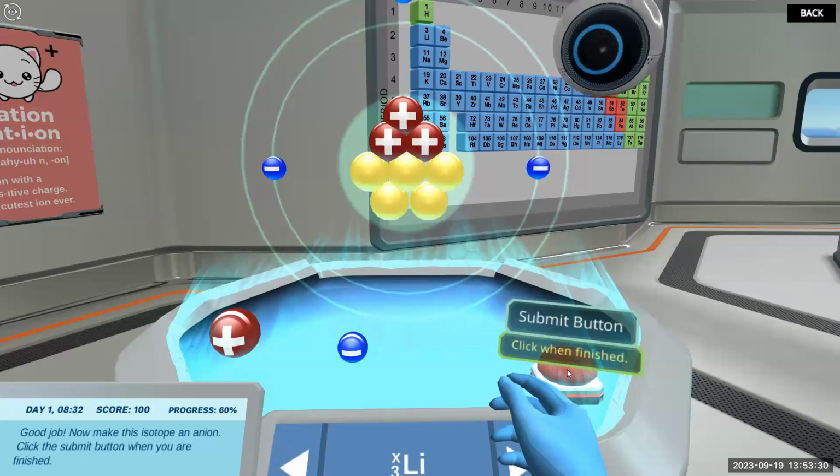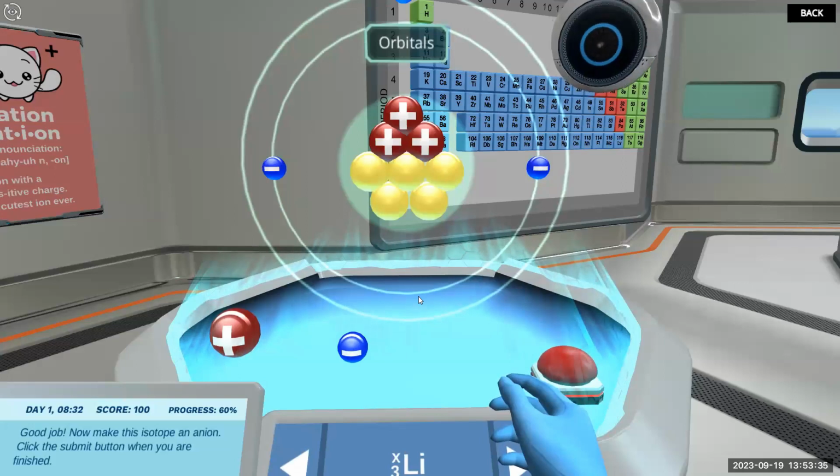Good job. Now make this isotope an ion. Click the submit button when you are finished.